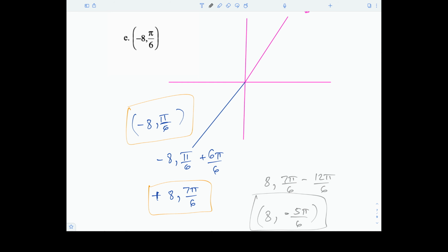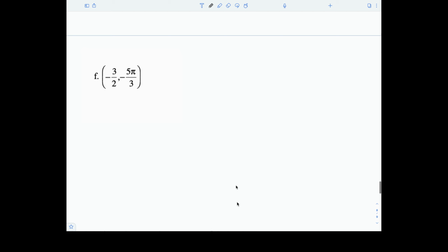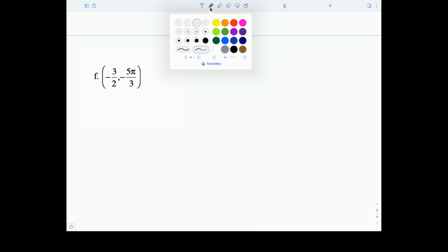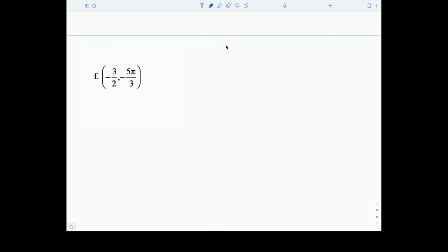And notice you can play with this. You can do this in a lot of different ways. I subtracted here just to create diversity, but I could have added. There's a lot of different ways we could play this. Okay? Let's look at this one. This one's nice. Both of them are negative.